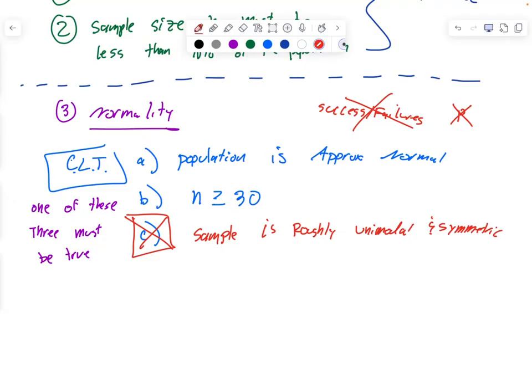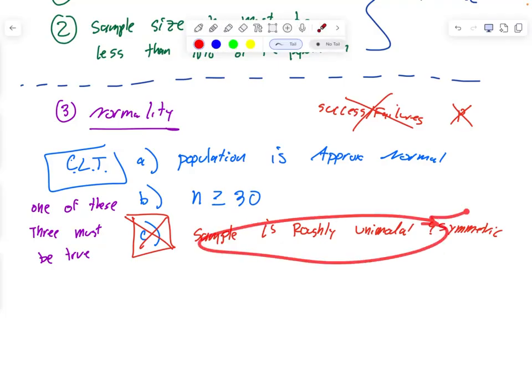That the population is approximately normal. Basically, what it says is that if this happens, then this assumption, the first one, is probably true. If you took a sample and it looks roughly unimodal and symmetric, it probably means that the population was approximately normal. We won't do that to you. Okay? We won't do that to you.